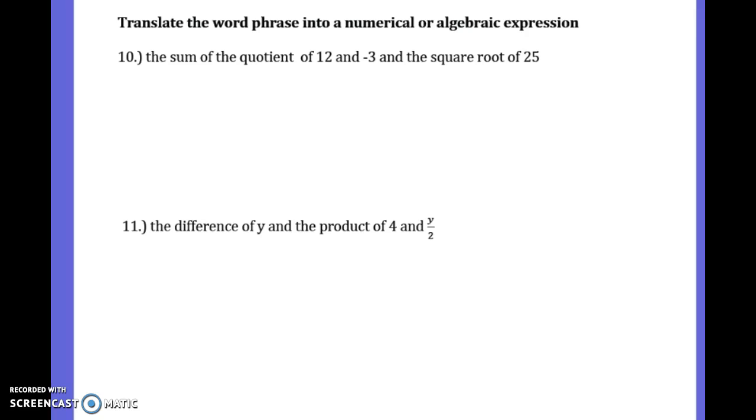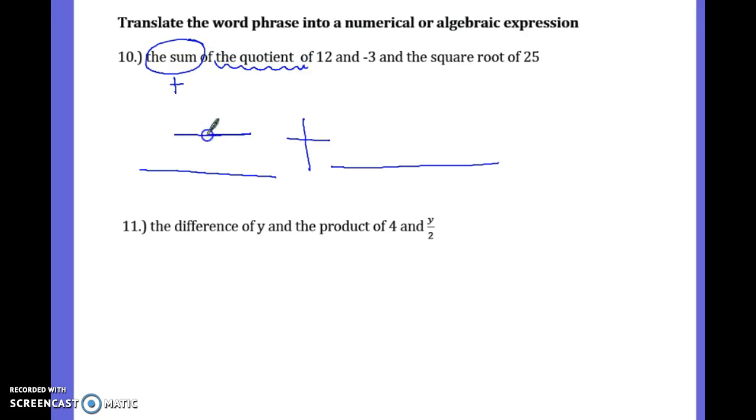Now we're going to translate a word phrase into a numerical or algebraic expression. The first one says, the sum of the quotient. Remember, when we're translating, whatever comes first, since it's sum, that's plus, that's going to go in the middle. What comes next will go on the left, and what comes last will go on the right. So I know this is division of 12, that goes on the top, and negative 3, that goes on the bottom. And the square root of 25 is where that plus sign went.